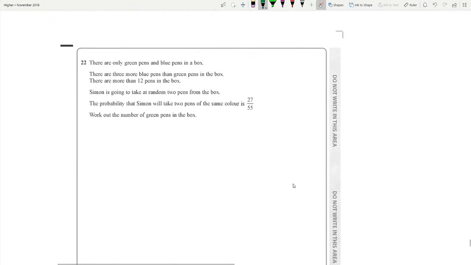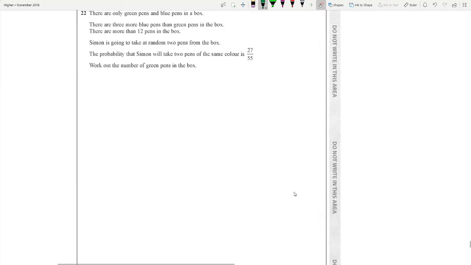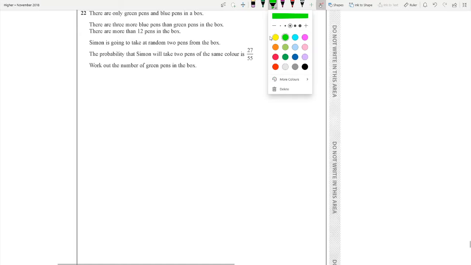Okay, last question of the paper, question 22. There are only green pens and blue pens in a box. There are 3 more blue pens than green pens in the box. There are more than 12 pens in the box. Simon is going to take at random 2 pens from the box. The probability that Simon will take 2 pens of the same color is 27 over 55. Work out the number of green pens in the box.